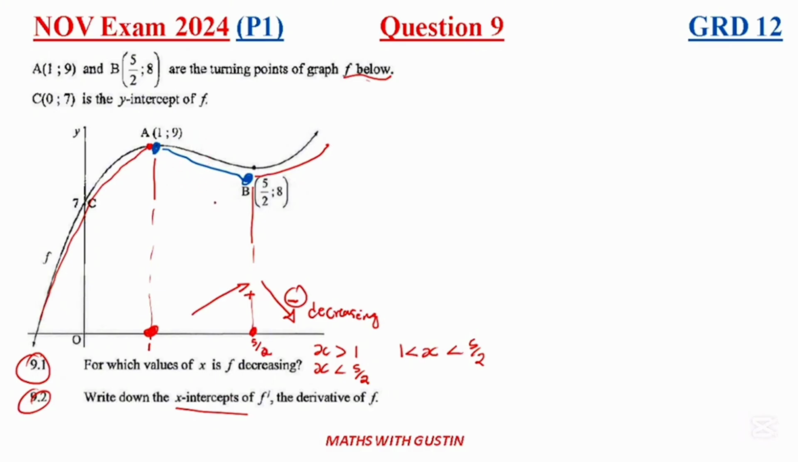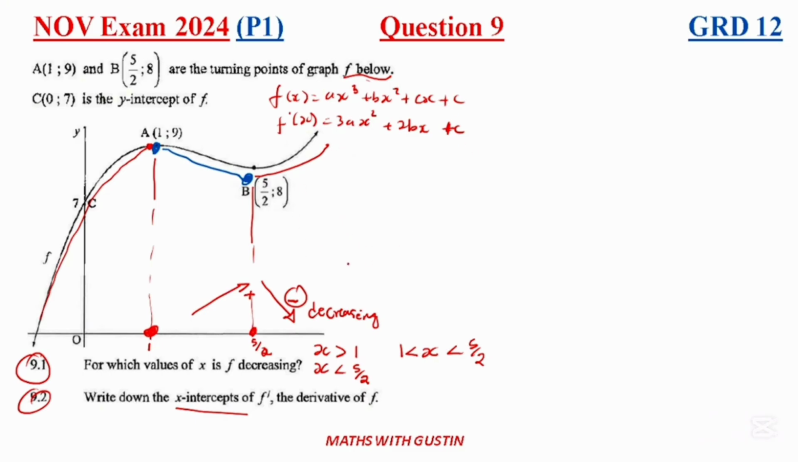remember f of x is equal to ax cubed plus bx squared plus cx plus c. If you take the derivative of this, it's going to give us what? I'm assuming that at this stage of the term, you should be able to do this. So this gives us a parabola.